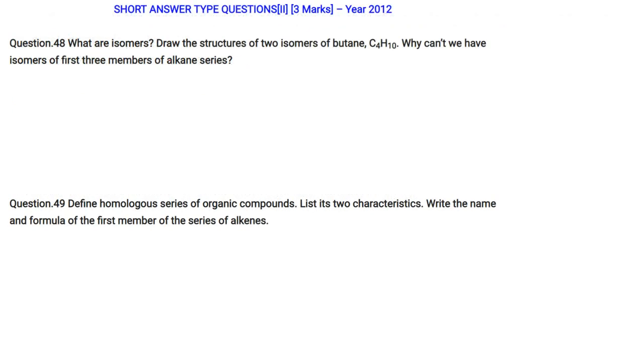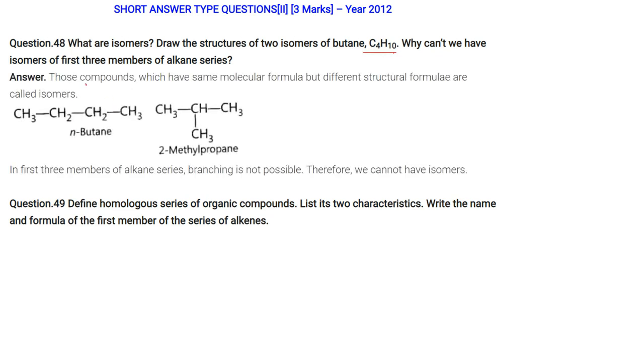What are isomers? Draw the structure of two isomers of butane. Why can't we have isomers of the first three members of the alkane series? So those compounds which have the same molecular formula but different structural formulas are called isomers. n-butane and 2-methyl propane. In the first three members of the alkane series, branching is not possible. Therefore, we cannot have isomers.